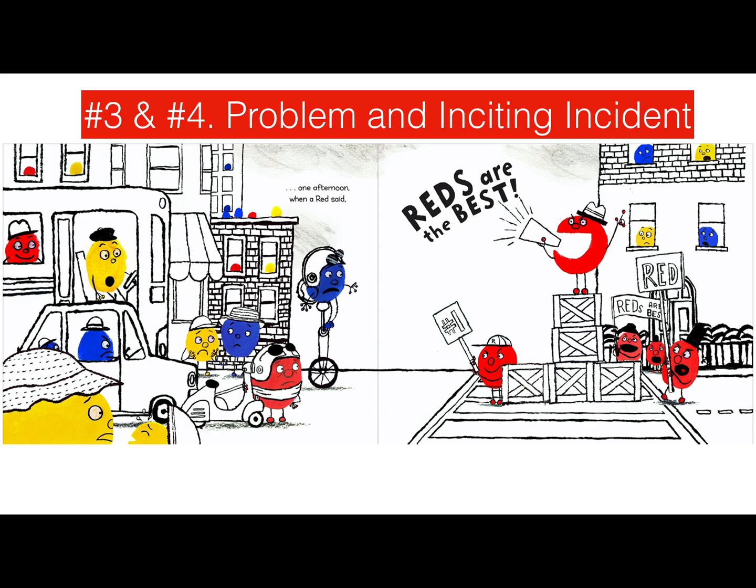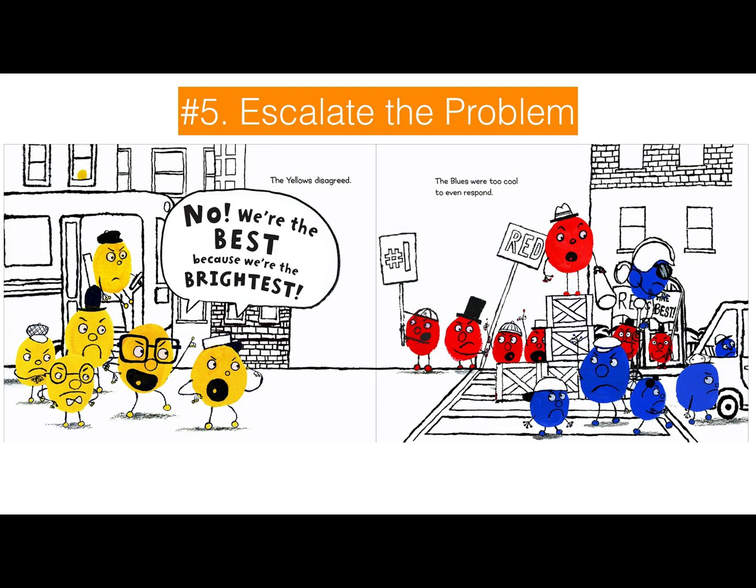When he says reds are the best, everyone else then disagrees, right? So this is the beginning of our story. I've color-coded this to just make it simple and easy for you to see. And now we have the main problem. Now we're going to escalate on the problem. So the yellows disagree. They say, no, we're the best because we're the brightest. And the blues say, you know what? This is not even worth talking about. We're just going to leave. The blues were too cool to respond.